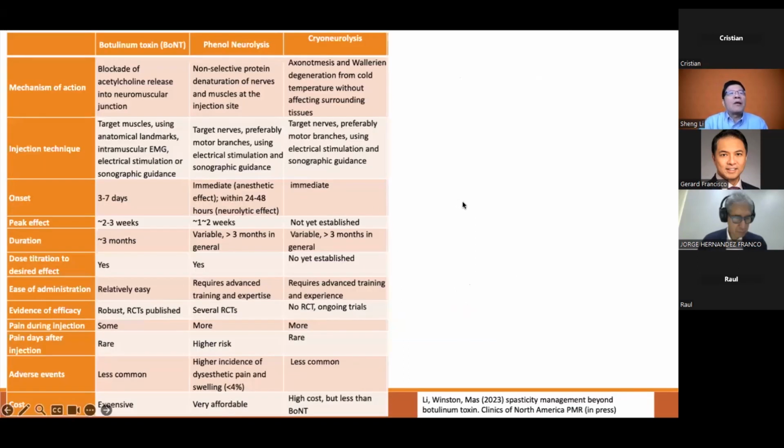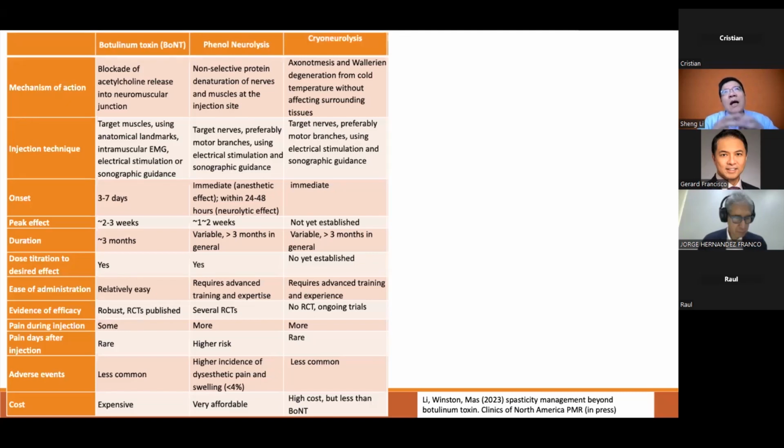So now compare phenol and cryoneurolysis. I really like the term Dr. Michael Munin used. He said cryoneurolysis is a green phenol, which means it's green, and we do not inject anything, only cause the ice ball, and when the ice ball is melted, we take it out.